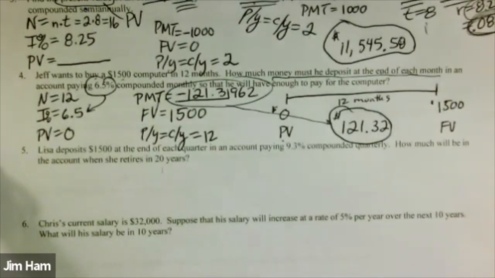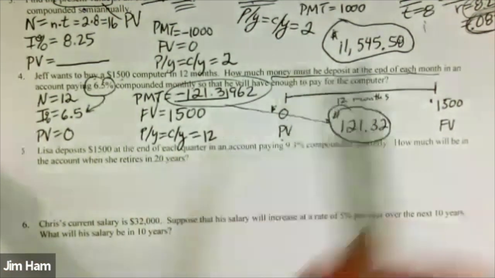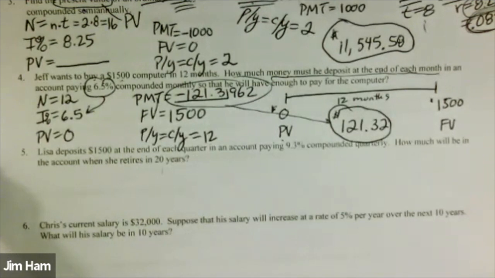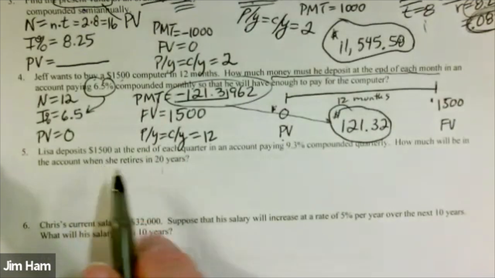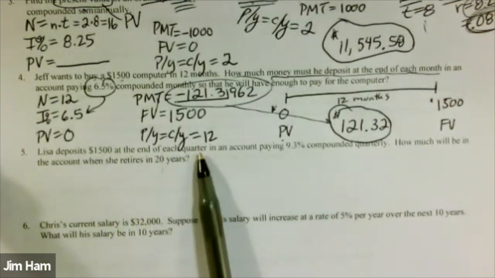Okay, still seeing nothing else in the chat. We're just going to continue on. Lisa deposits $1,500 at the end of each quarter. Well, right there, when I read that and I understand that phrase, that means that Lisa is going to make more than one payment, more than one deposit, more than one investment. $1,500 is leaving her checking account and going into some other investment at the end of each quarter.